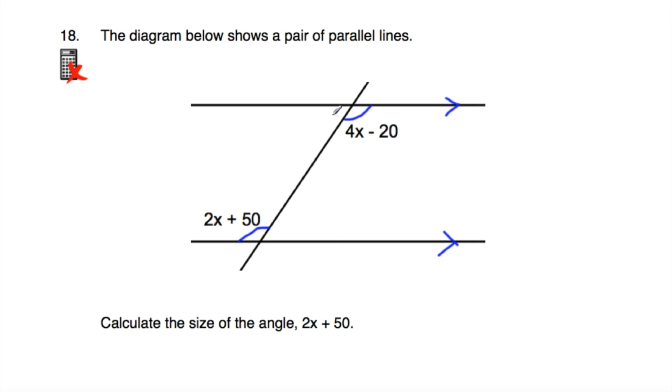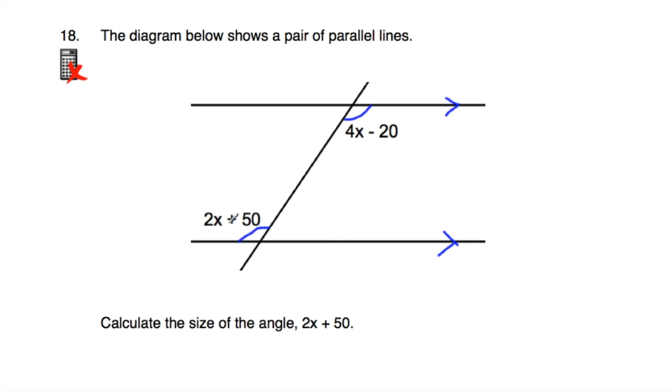We've got this angle here marked as 4x minus 20 degrees, and this angle is marked as 2x plus 50 degrees. Now these two angles are actually equal to each other. If we have a look, they're both obtuse angles, but also we know that they are alternate angles. If you've got these two parallel lines and the line that crosses them, this angle is equal to this one because they're alternate angles, and likewise this one's equal to this one because they're alternate.